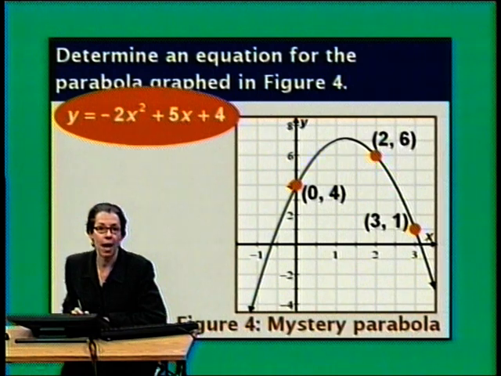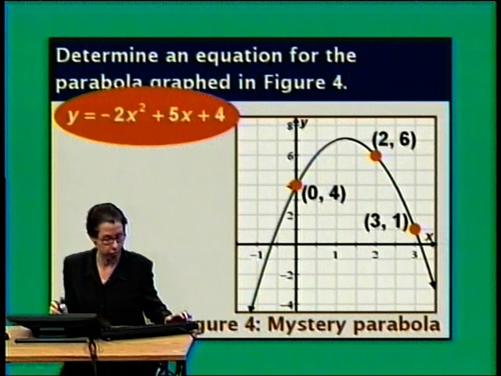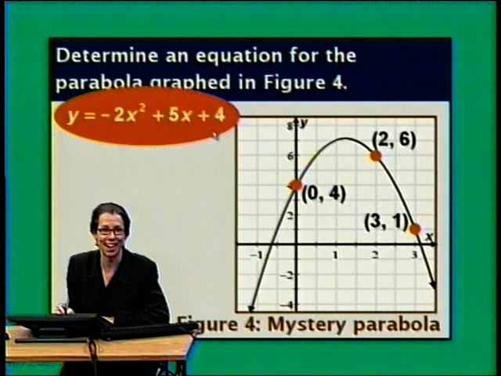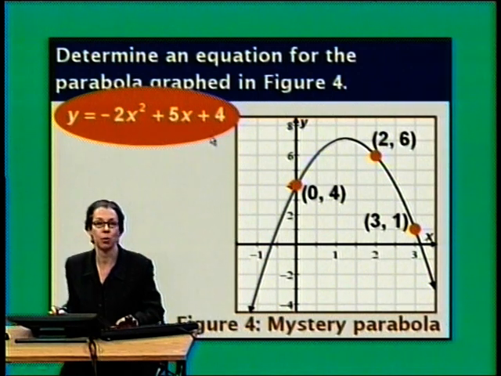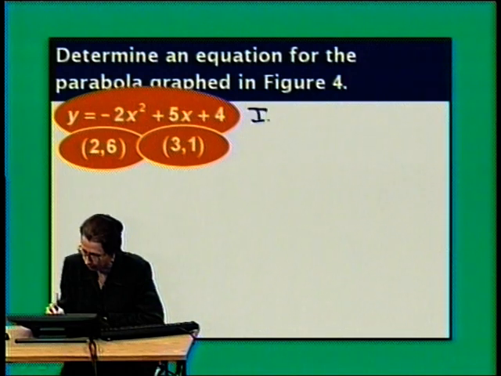Going back to the graph, I have my 3 points. I want to make sure all 3 satisfy the equation. The vertical intercept, when x equals 0, y equals 4, that's an easy check. Let's check the other 2 points. So we're going to start with 2, 6.